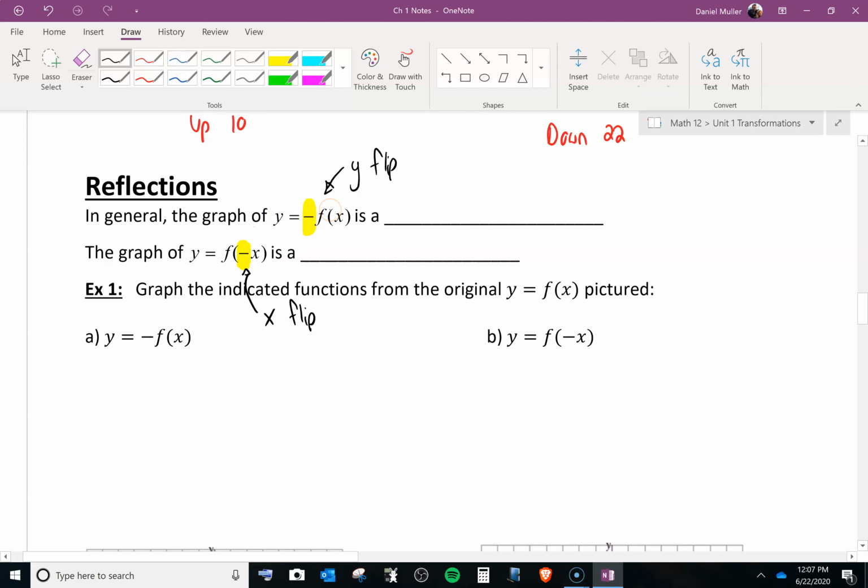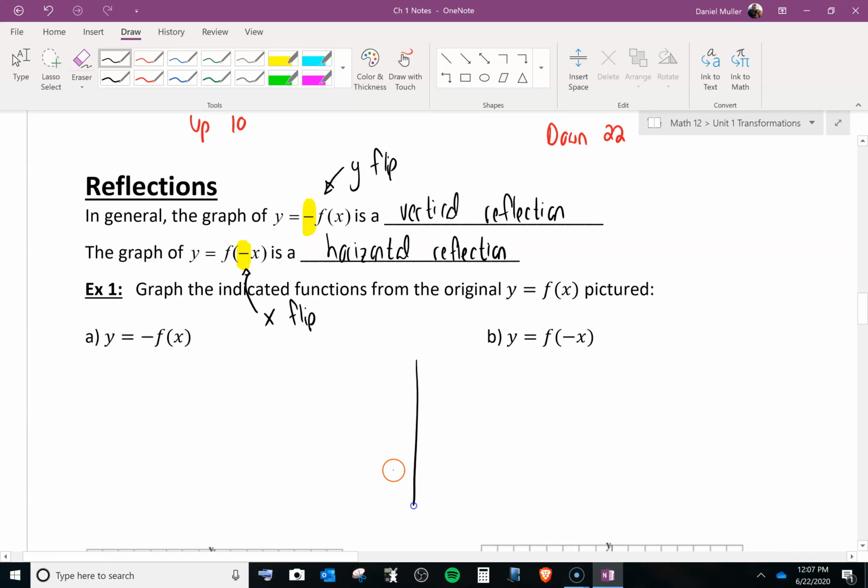And so what we usually say is not a flip, but we say, because it's a y, it's a vertical reflection, and versus this one, which is a horizontal, because it's in with the x, horizontal reflection, which I can't spell either. Reflection.